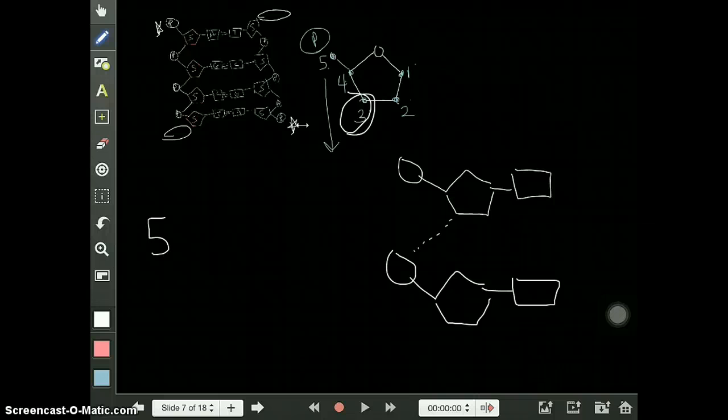So a new DNA strand is only going to be made 5 to 3, and the prime refers to the carbon. 5 prime to 3 prime. So you're going to have to get that in your head. We're going to go over and over and over again.